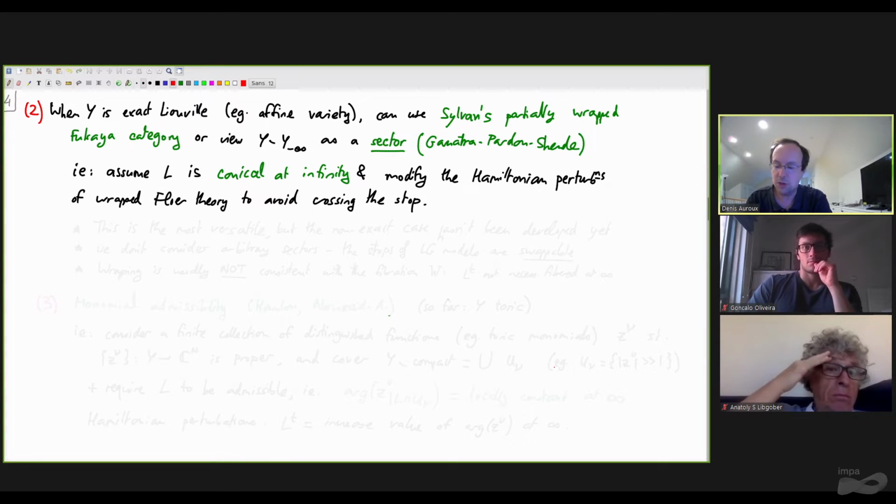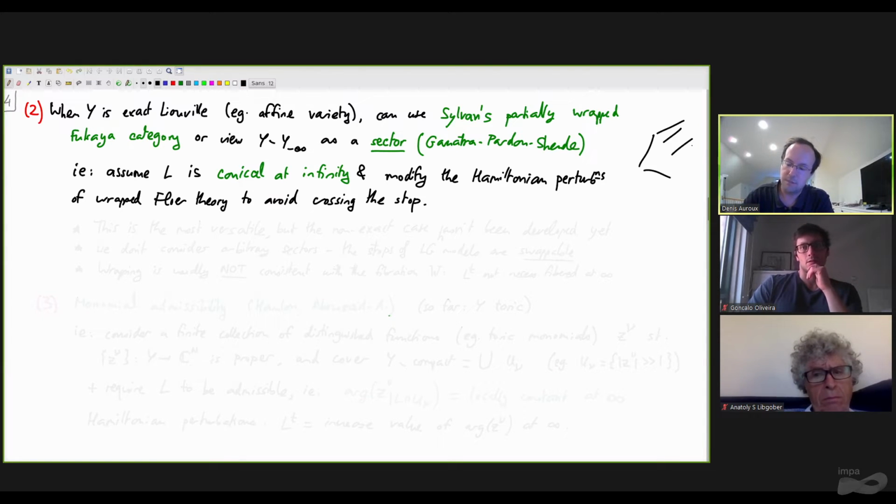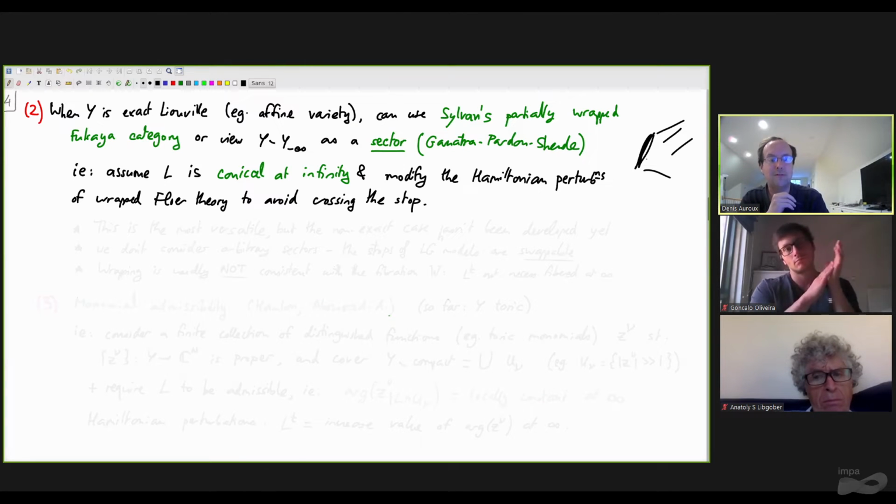So a sector is a symplectic manifold that has some non-compact ends at infinity, but it also has a boundary at finite distance. And that boundary at finite distance is the stop. It's where Lagrangians are not allowed to go to. And then you can talk about wrapped Floer theory of a sector, which pushes Lagrangians in their non-compact ends at infinity, but without ever getting into this other boundary part, the stop.